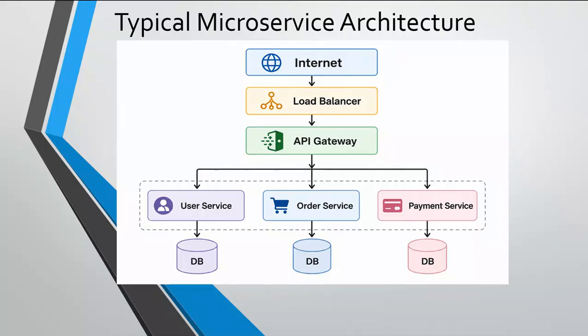So this is the typical microservice architecture. Here it will have the internet, then we'll have a load balancer. It will be useful for scaling. Multiple instances will be there, which will serve the requests. Then we'll have the API gateway. Then our particular services, which will be there in one layer, and those are connected to the databases.